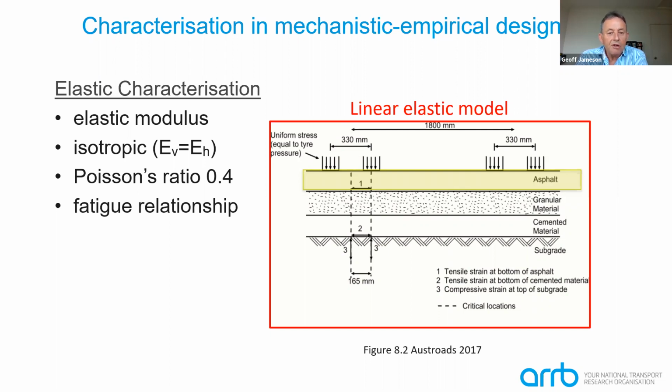A presumptive Poisson's ratio of 0.4 is used, and of course we then need to translate those critical strains that we calculate to the allowable loading in service, and that's done through the use of a fatigue relationship. So in our linear elastic model, you can see it's the tensile strain at the bottom of the asphalt that is used to predict the allowable loading. In the same way as it was for cemented materials, it's a tensile strain at the bottom of the layer.